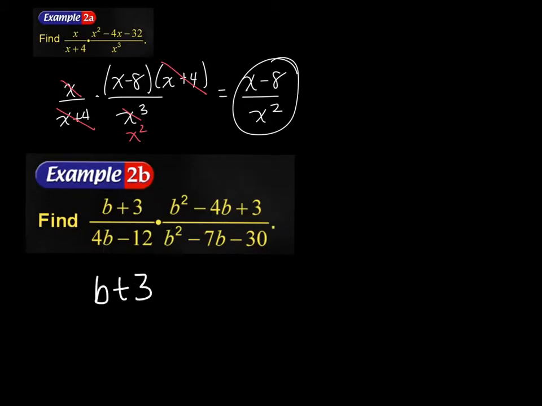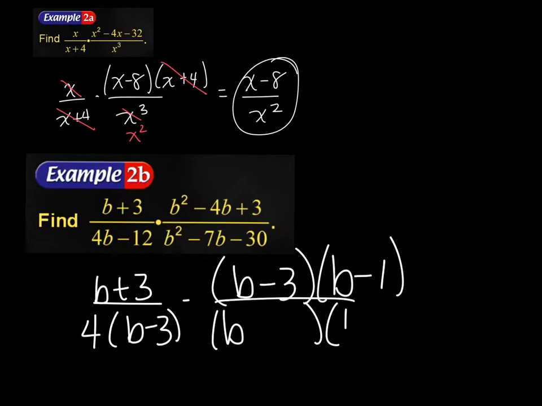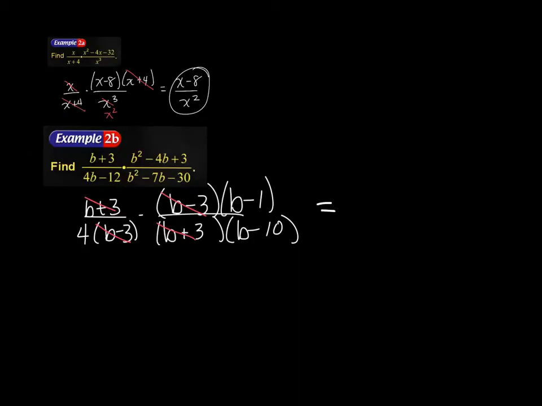The first numerator can't be factored, but I can factor the denominator. Greatest common factor is 4. In the second fraction, I need factors of 3 to give me a sum of negative 4. So I want negative 3 and negative 1. And then I need factors of 30 to give us a sum of 7. So we could do b plus 3 and b minus 10. The b plus 3's will cancel out, as will the b minus 3's, and that's all we can do. So we're going to get a final answer of b minus 1 over 4 times b minus 10.